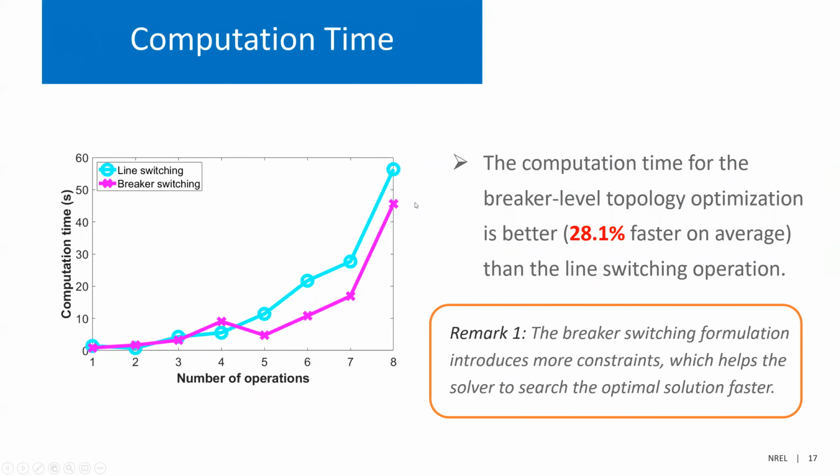And eventually, we also show the computation time of the two frameworks. In comparison, the computation time for the breaker level topology optimization is on average 28.1% faster. This is mainly due to the fact that our proposed model introduces more constraints compared with the line switching, which helps the solver search for the optimal solution much faster.